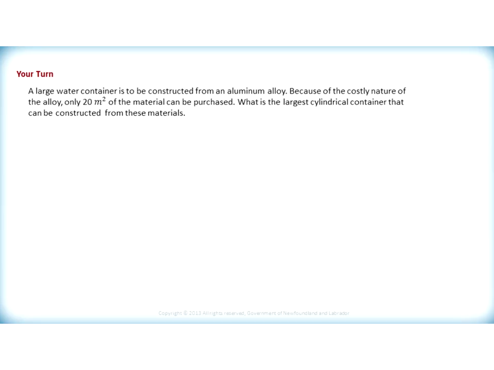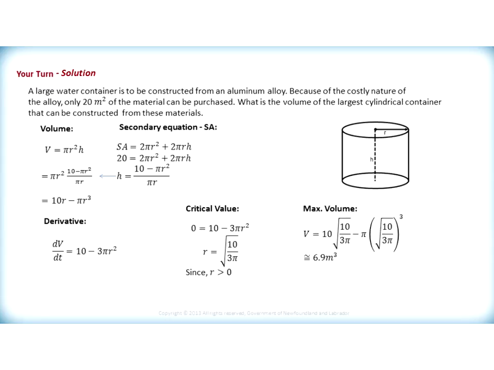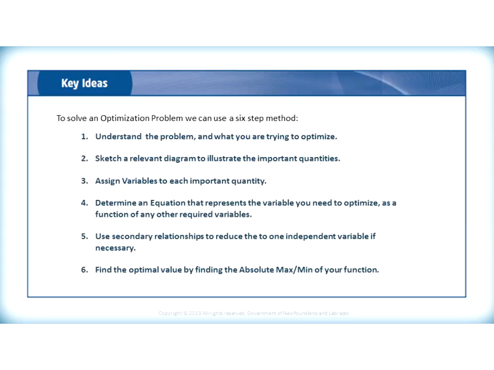Here's the your turn question. So take a look through that. It's a tricky one, but you're all bright young folks. I'm sure you'll figure it out. And if not, the solution is posted for you here, and you can check your answers. And the summary of the key ideas here, it's all the same stuff we've been doing, but the real trick here is using those secondary relationships. They're very key to figuring out these max-min problems.